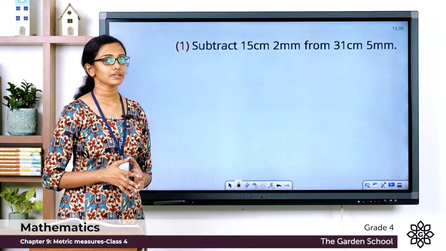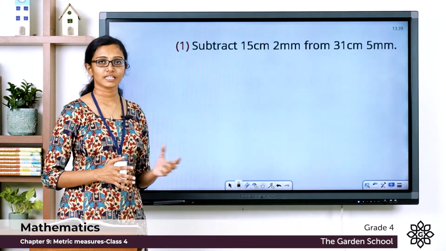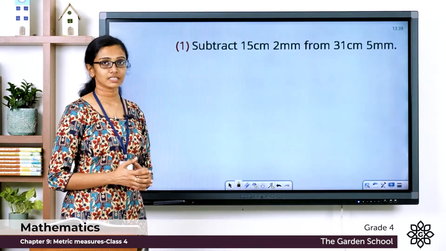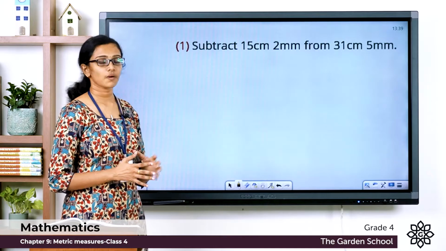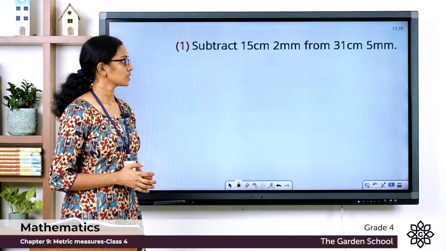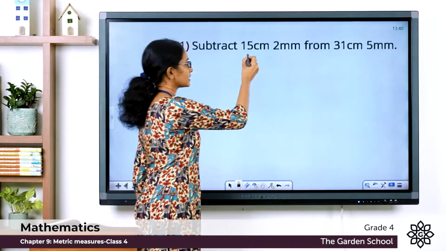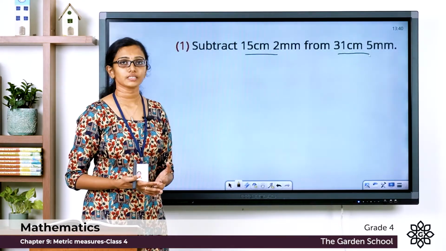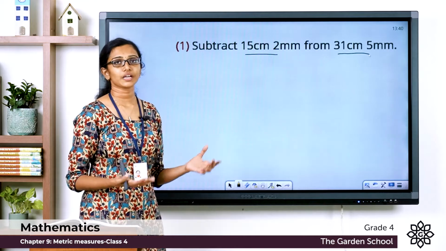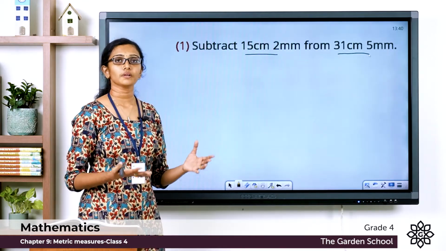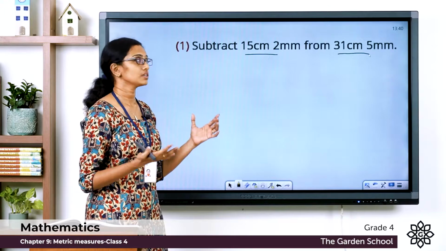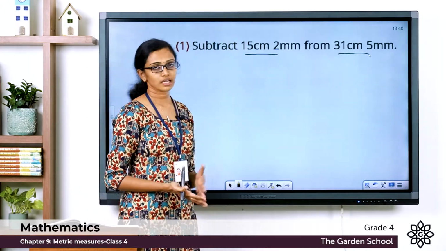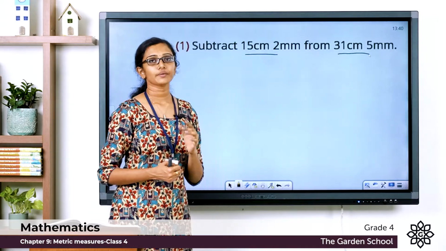So here we are given a couple of measurements in terms of centimeters and millimeters. Which is the bigger unit here? Centimeter is the bigger unit here, and we have a smaller unit, millimeters. So we have to subtract this from this larger measurement. So what is the first step? The first step is to arrange the given measurements in proper columns of units, and then you have to subtract them separately. So which are the units here? The units here are centimeter and millimeter.